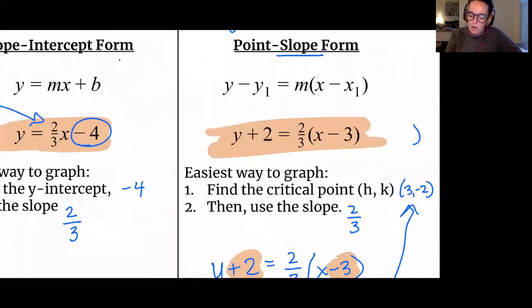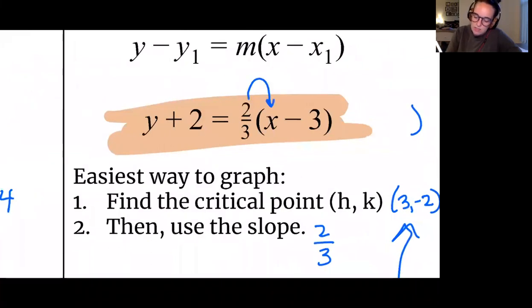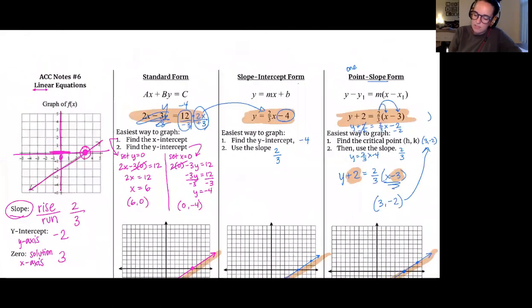This one's a little bit more complicated, but we could do the exact same thing. We could distribute this in here like this. We get 2/3 x, and then 2/3 times -3 is -2. We have y + 2, so I'd subtract 2 on this side, and I would get y = 2/3 x - 4, which is exactly the same as this. Math magic! So excited. Very cool.